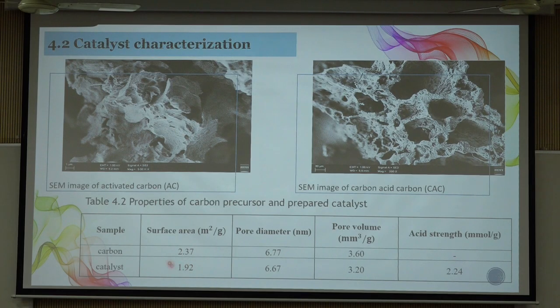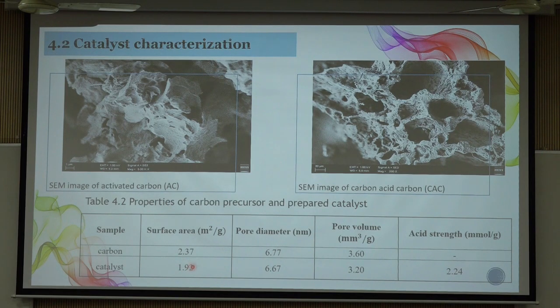This one we need to check why. Maybe the catalyst is loaded with some. How is the catalyst situation? Generally, activated carbon will have greater surface area. This one with the activator, this one we put in the acid. We put in with the acid.